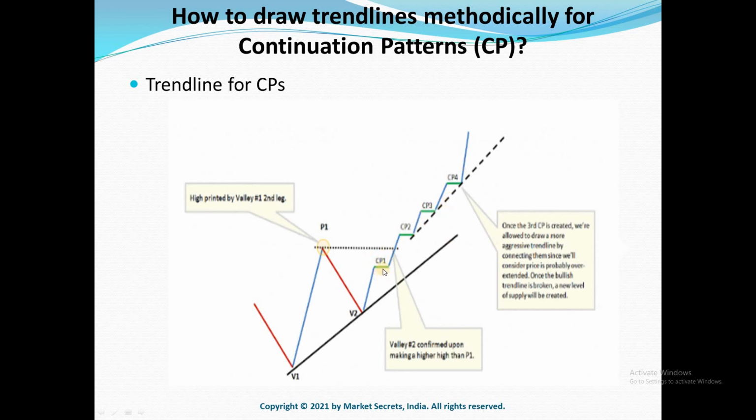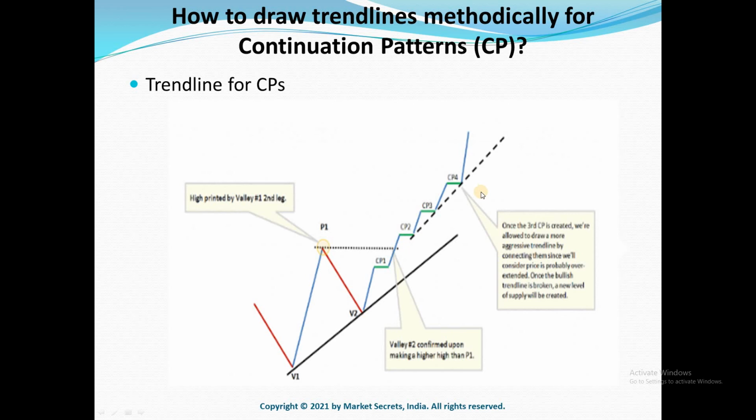Once the third CP is created, we are allowed to draw a more aggressive trend line, and whenever any new additional CPs are created, we can draw a more aggressive trend line. It is possible to see CPs before a new valley is printed here, but they are irrelevant to how we draw the trend line, since we are not allowed to use them to connect the trend lines. Once this aggressive trend line is broken, a new supply zone will be created. And lastly, let's see when overextension will be reset.